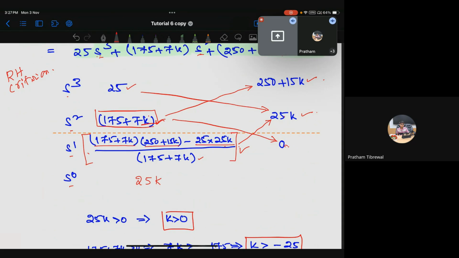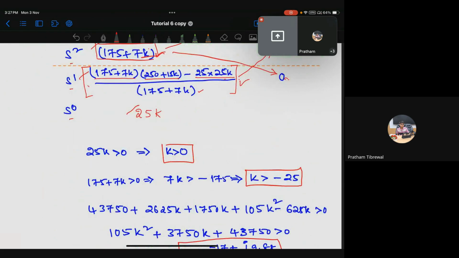The number of sign changes should be zero. 25 is already positive, so I'm taking all these elements as positive as well. So first this element, 25k, should be greater than zero for the system to be stable. So k is greater than 0. Now we have to find the value of k, the range of k, that makes the system stable. What would be the range of k?